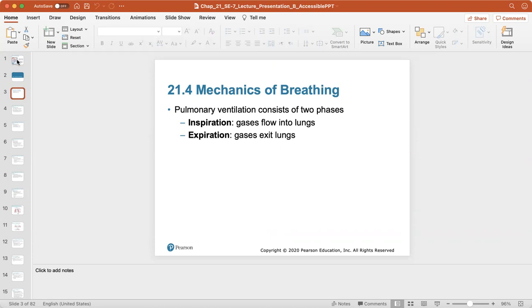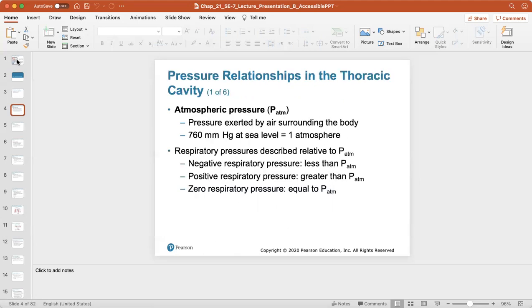So mechanisms of breathing, we talk about pulmonary ventilation consisting of 2 phases: inspiration, where gases flow into the lungs, and expiration, gases exiting the lungs. And all of this has to do with pressure relationships within the thoracic cavity. Atmospheric pressure is the pressure exerted by the air surrounding the body, and normal atmospheric pressure at sea level is 760 millimeters of mercury, and that's equal to 1 atmosphere.